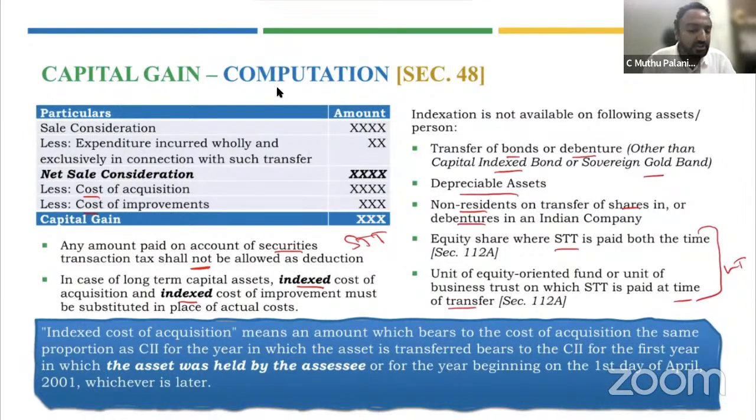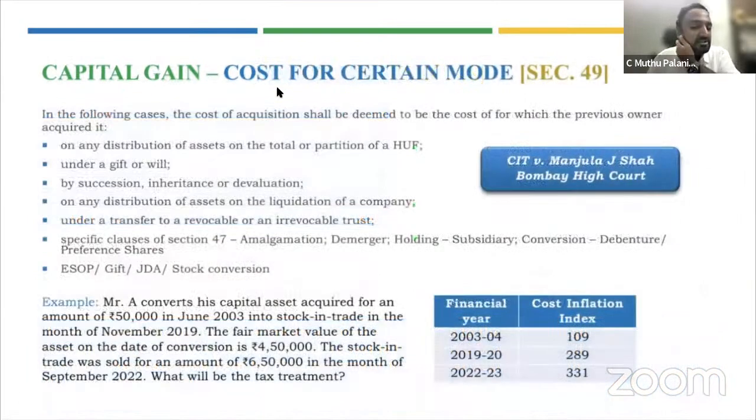And index cost of acquisition will be from the first year in which the asset was held by the assessee, or April 2001, whichever is later. So if the asset was purchased before 2001, I have to take 2001 as the base year. If it is after 2001, the actual year. So that is what indexation is all about.